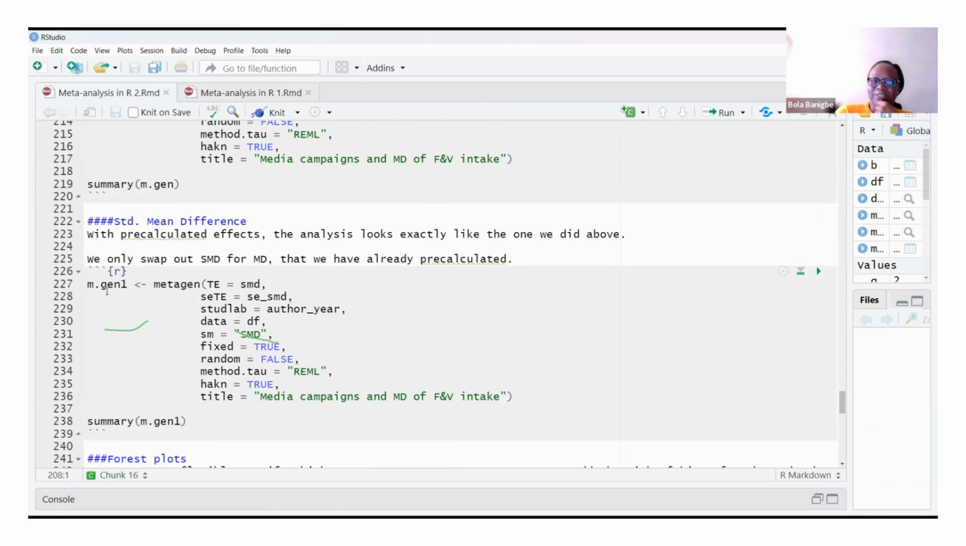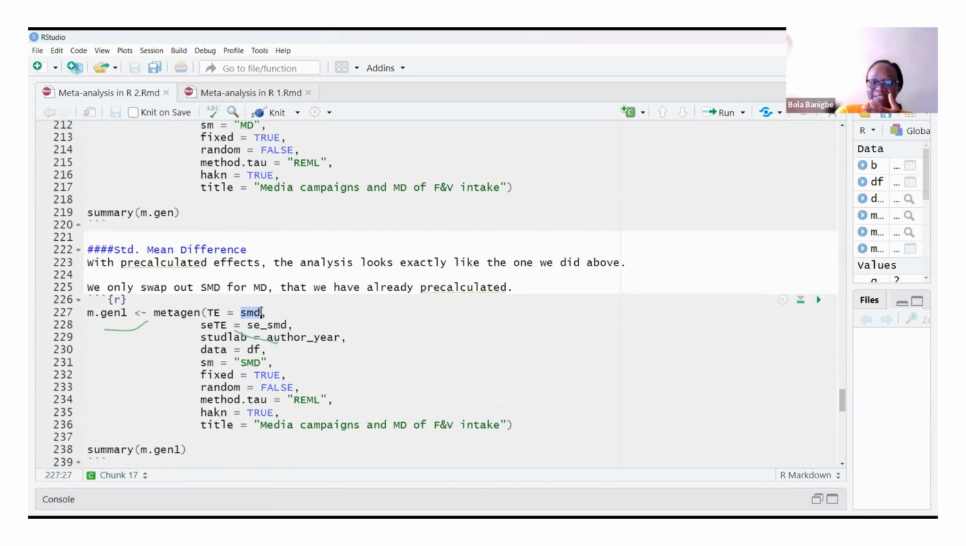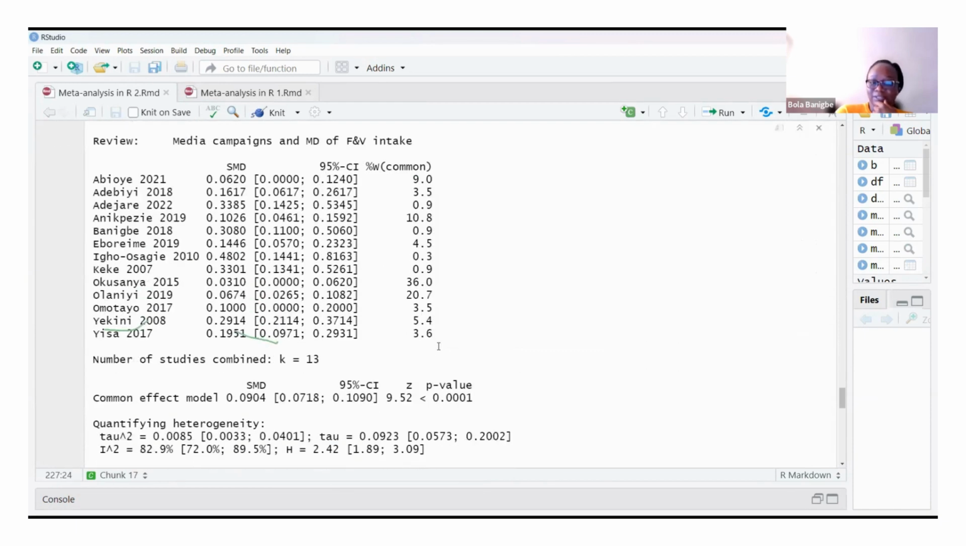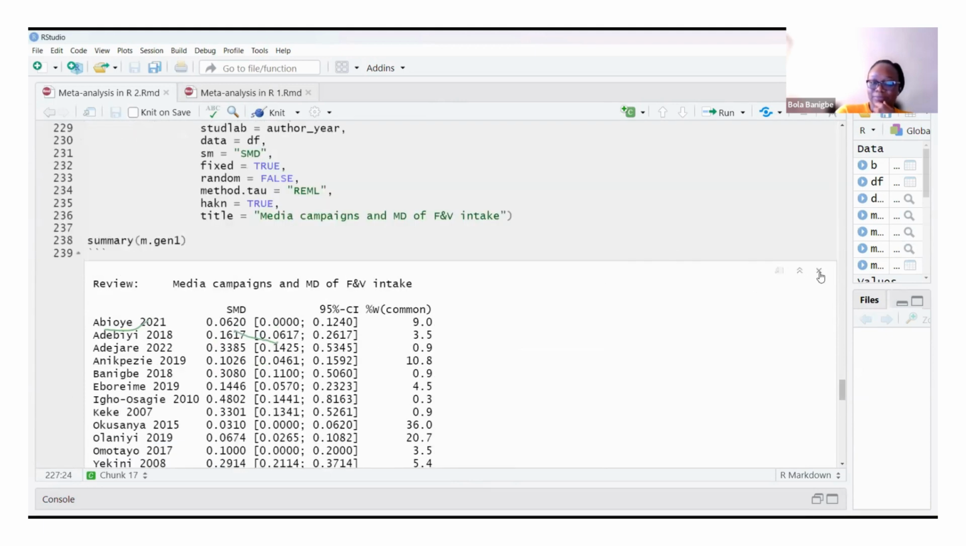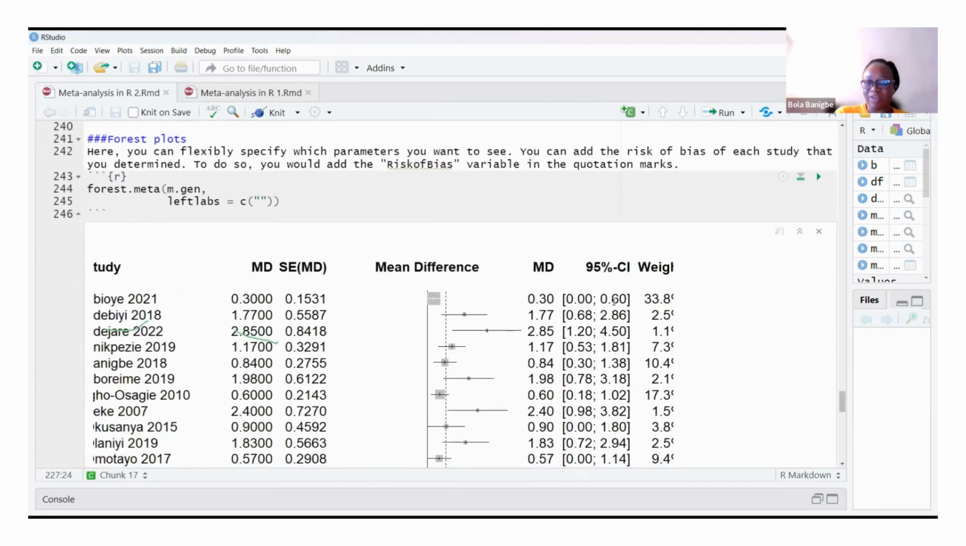Okay, so this step is basically doing the same thing that we did above, except that now we're specifying a standardized mean difference. Same output, same type of output. Okay, so we can generate the forest plots. With meta, it gives you a bit more flexibility. You can add a few more parameters than what happens with the metaphor package. So you can specify a few more things.